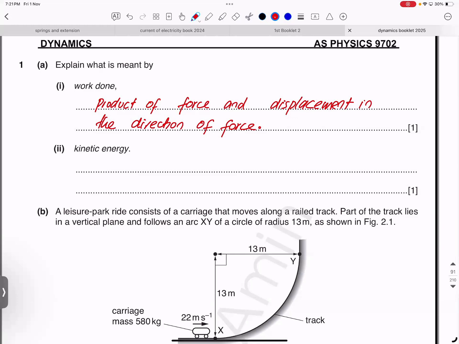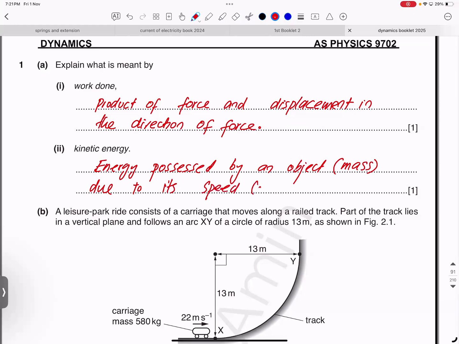Kinetic energy is energy possessed by an object, or you can say possessed by a mass due to its speed, or due to its motion. So energy possessed by an object due to its motion is called kinetic energy.